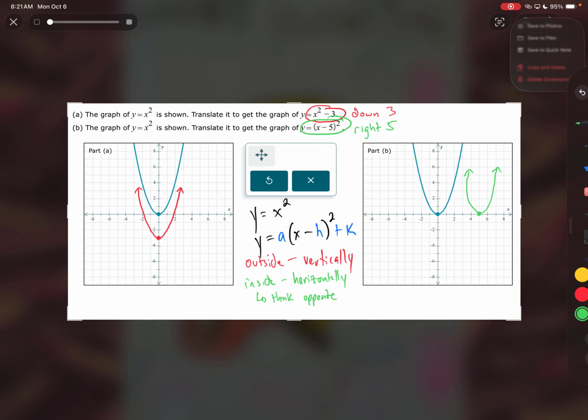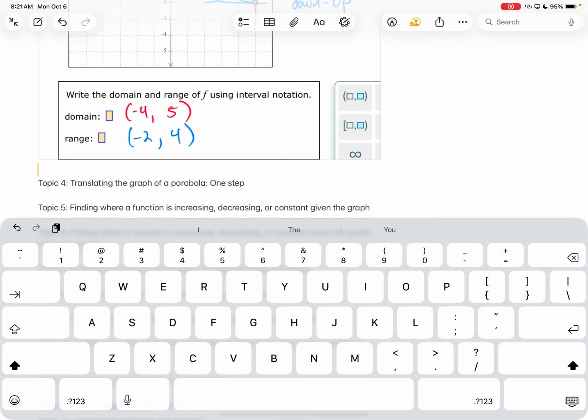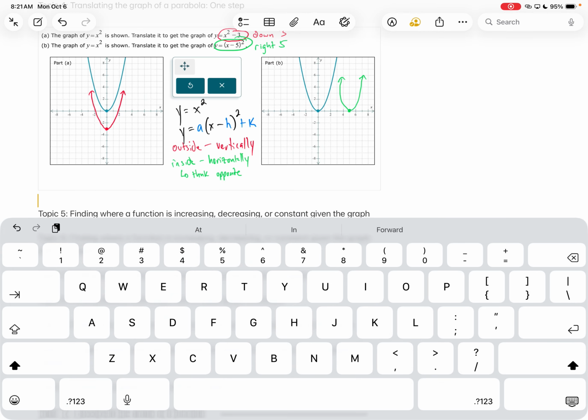We'll definitely do more of that on Thursday, if not a little bit today. We'll see how fast we get through these.